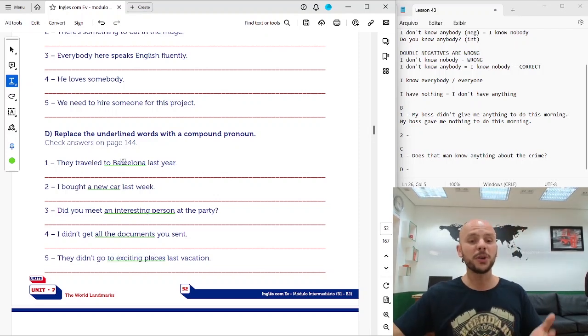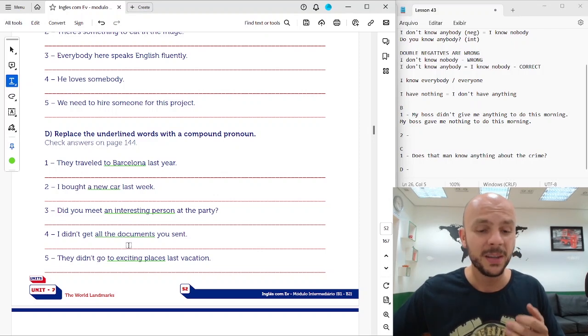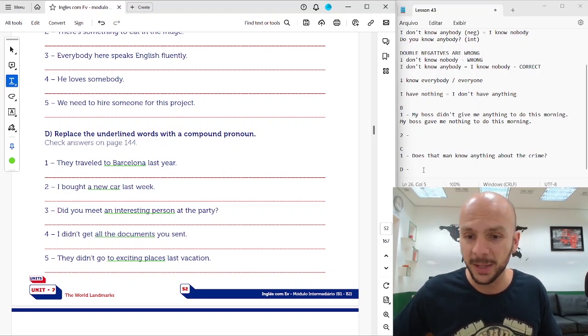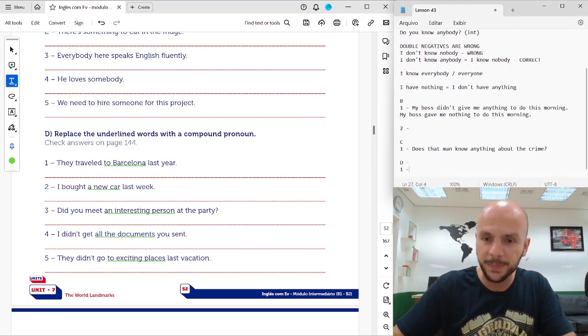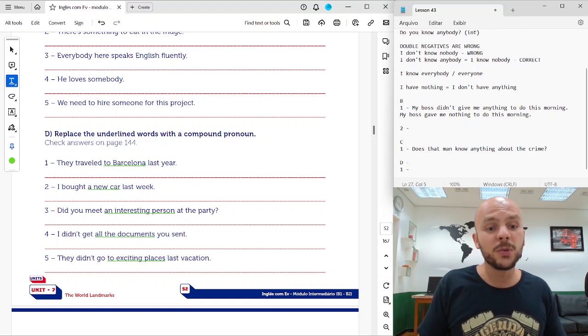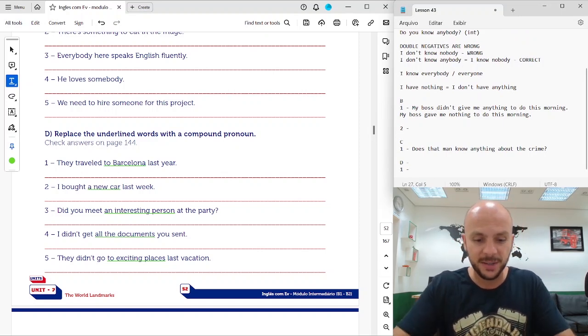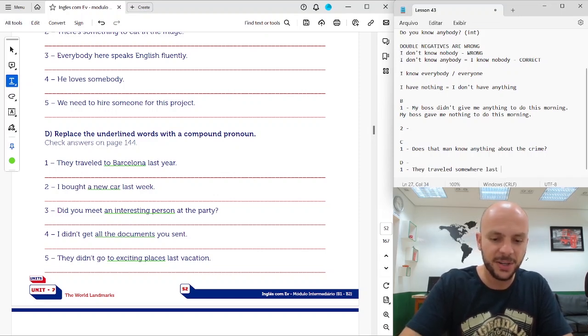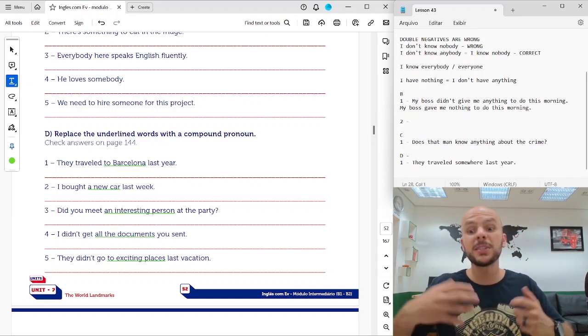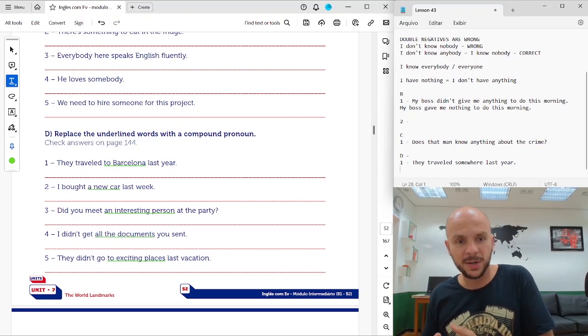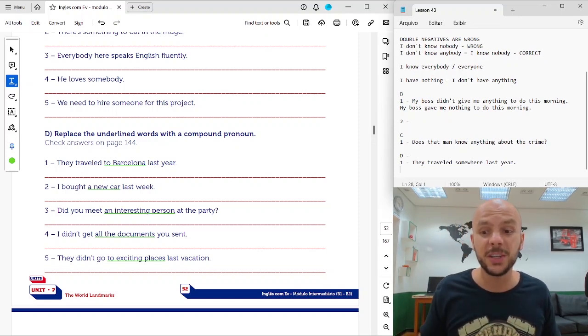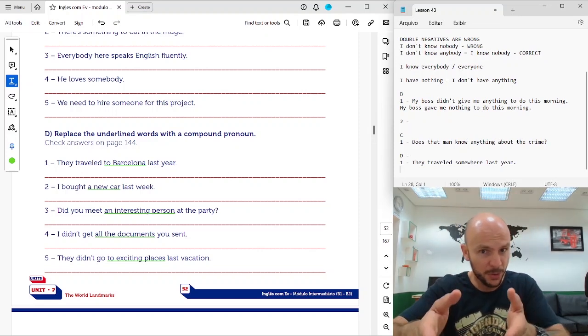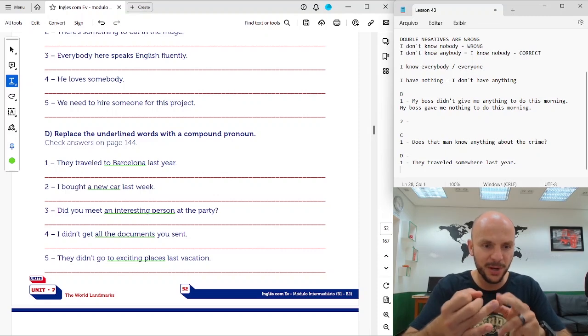Okay? So you are going to replace these words here with a compound pronoun, like the example here. Number 1. They traveled to Barcelona last year. They traveled somewhere last year. Okay? They traveled somewhere. Barcelona is a place. Affirmative, they traveled somewhere. You are going to do the same for number 2, 3, 4, and 5.